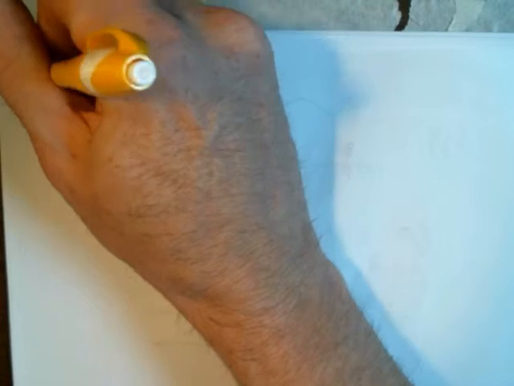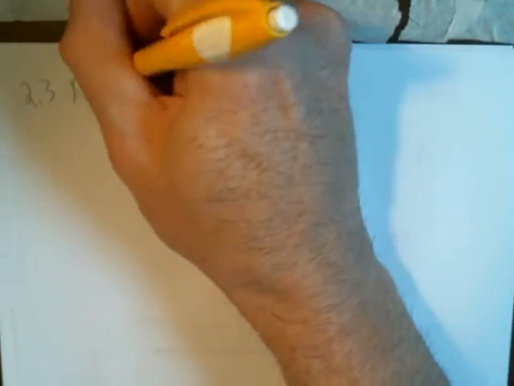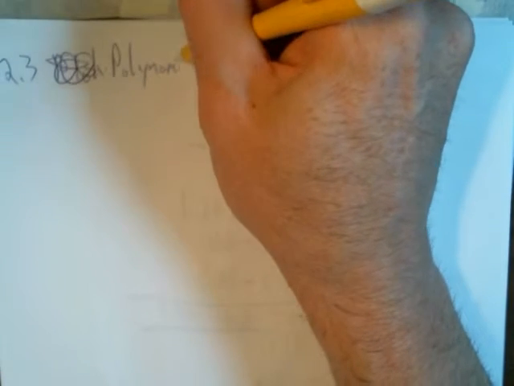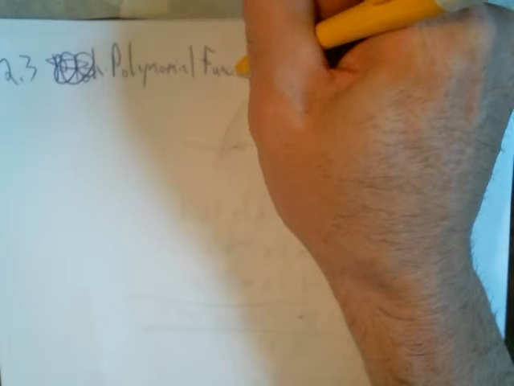Okay, this is section 2.3. Now we're working with more general polynomials. Last time we worked with quadratics, so now we want to work with just polynomials in general. So let's see, polynomial functions and their graphs.